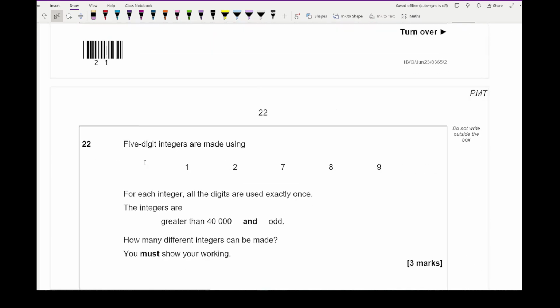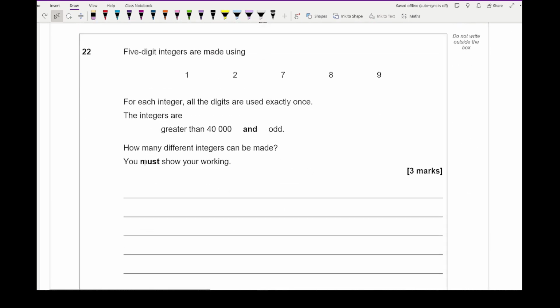Then finally, moving on to our last question, it says 5-digit integers are made using 1, 2, 7, 8, 9. For each integer, all the digits are used exactly once. The integers are greater than 40,000 and odd. How many different integers can be made? You must show your working out.